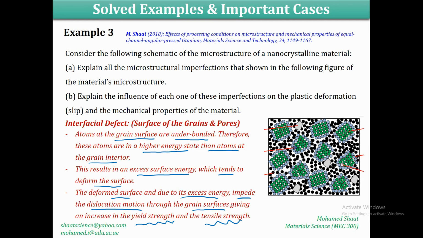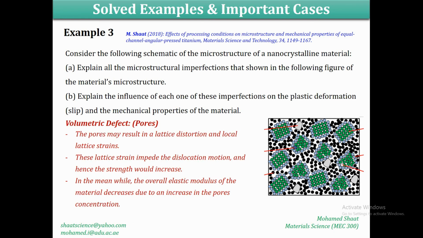So one reason is the grain boundary itself. It has a very random atomic structure that makes it difficult for the dislocation to swing itself and orient itself to move. The second reason for the increase of the strength is the surface energy of the grain surface that would impede the dislocation from moving from one grain to the other grain. Make sense? The last defect here that we have is the volumetric defect.